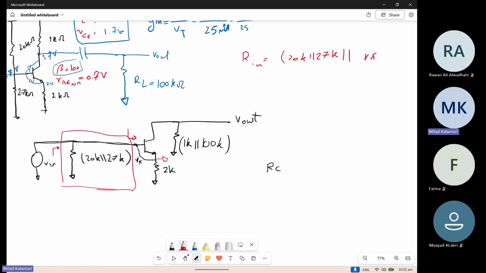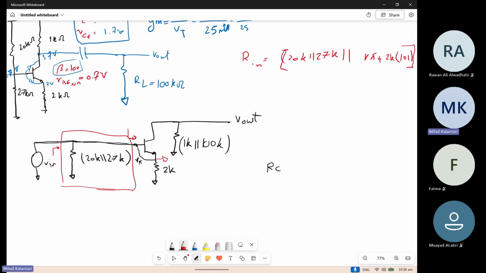This resistor, right? Once you move this resistor to the base, the value will increase, because the base current is low, so the impedance is high, if you remember. So in fact, the R pi plus 2K times beta, which is 1 plus beta, right? So this is the input resistance, right?